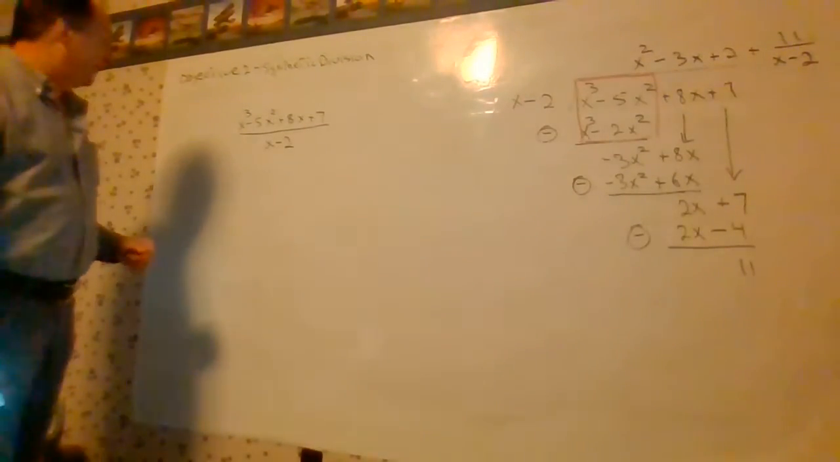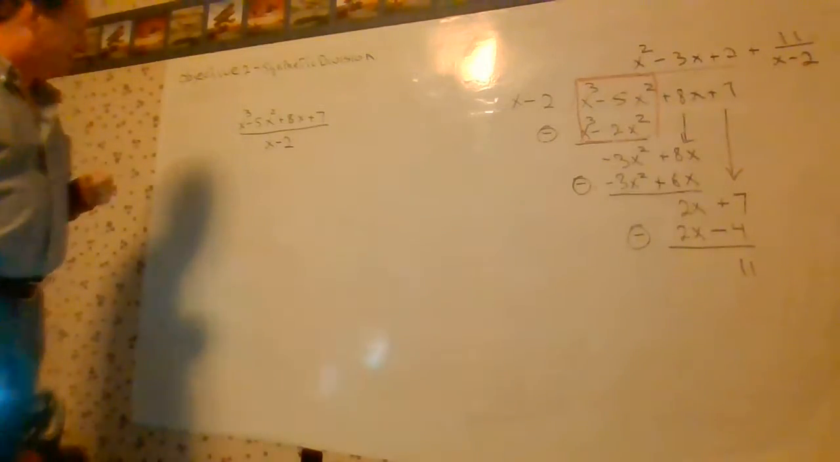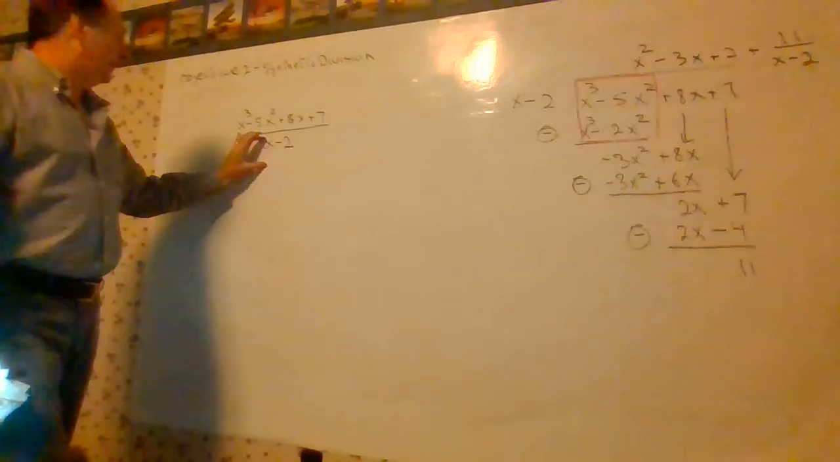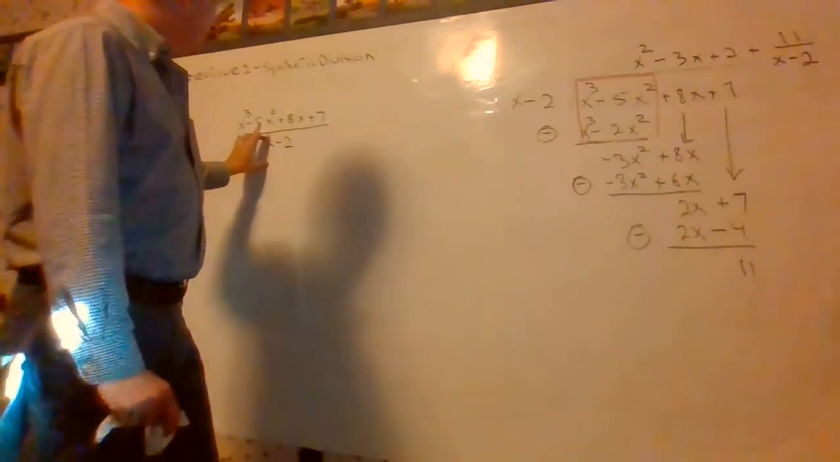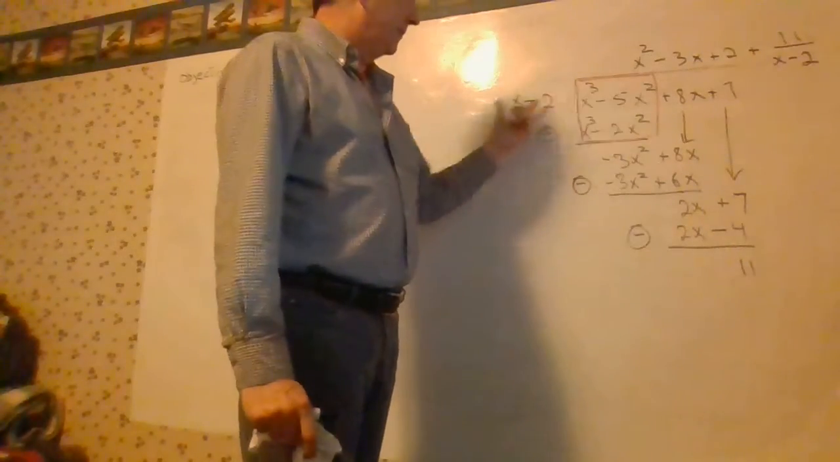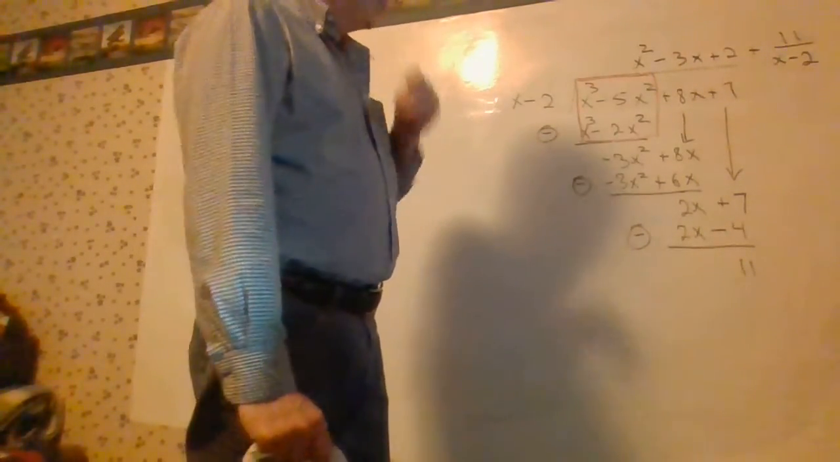Objective 2, synthetic division. We're going to divide two polynomials in this section. In this case, a third degree polynomial by x minus 2. In high school, they teach you a long division process. We set this up like a long division problem, and I have it already worked out, but I'll talk you through it.